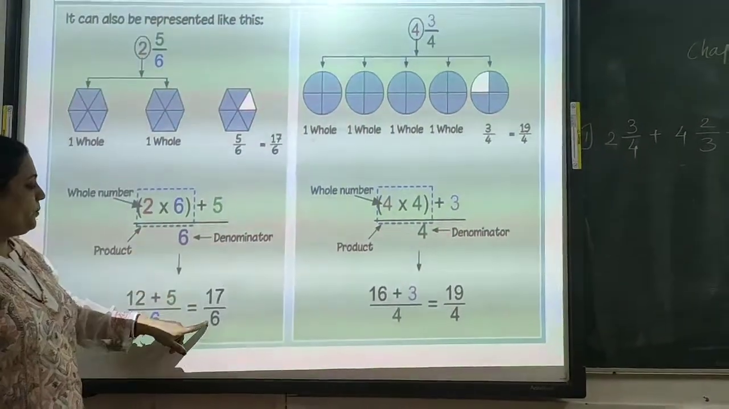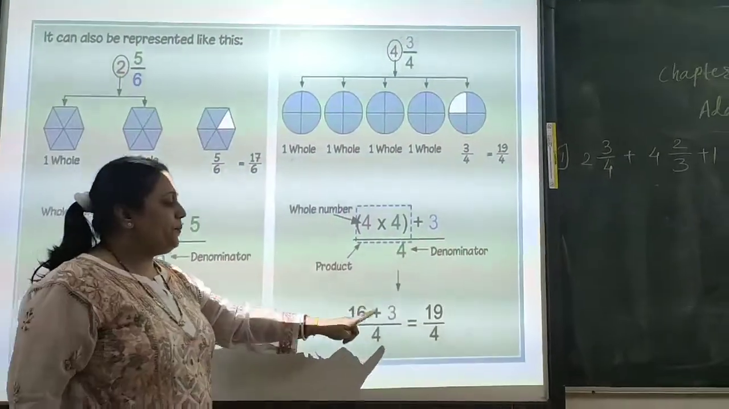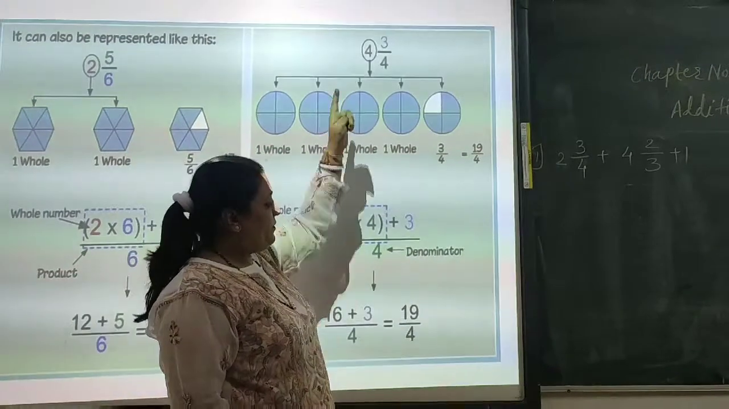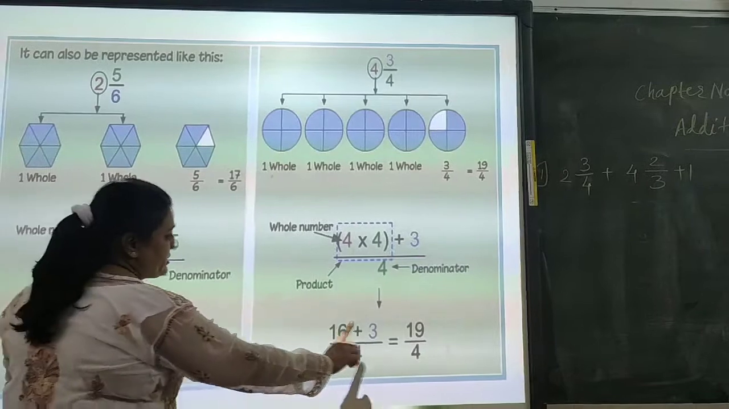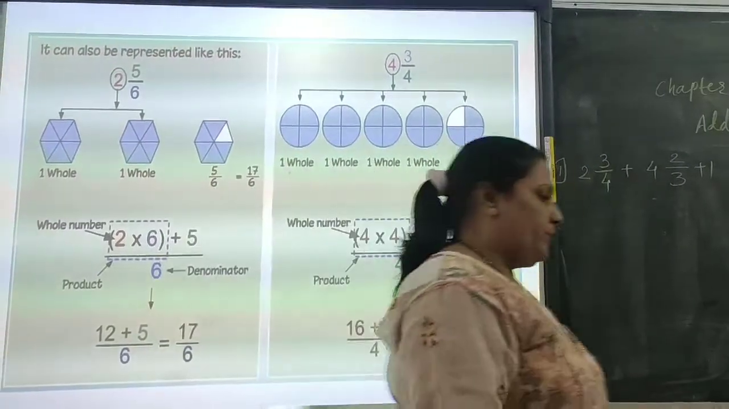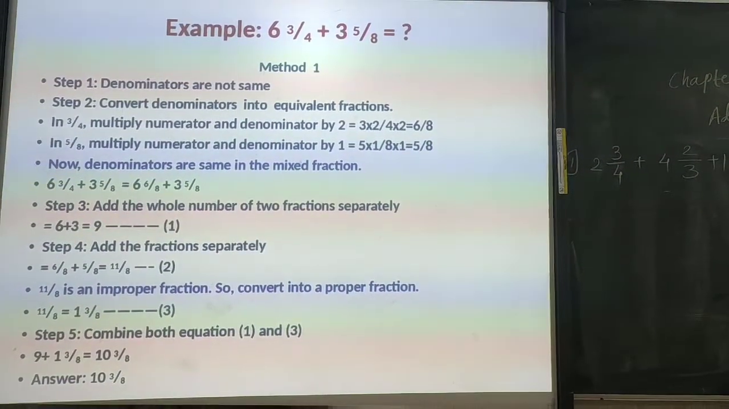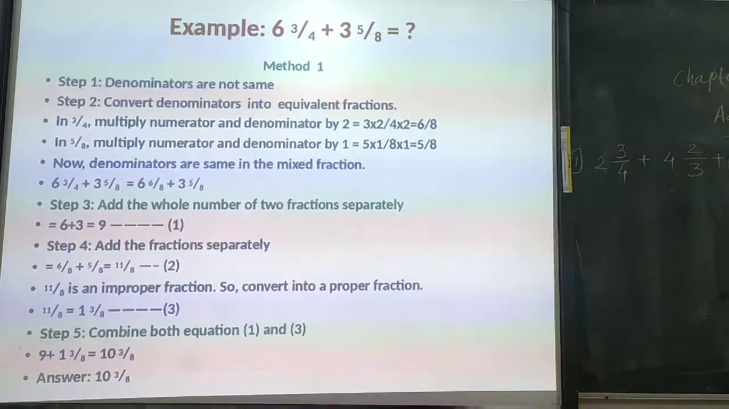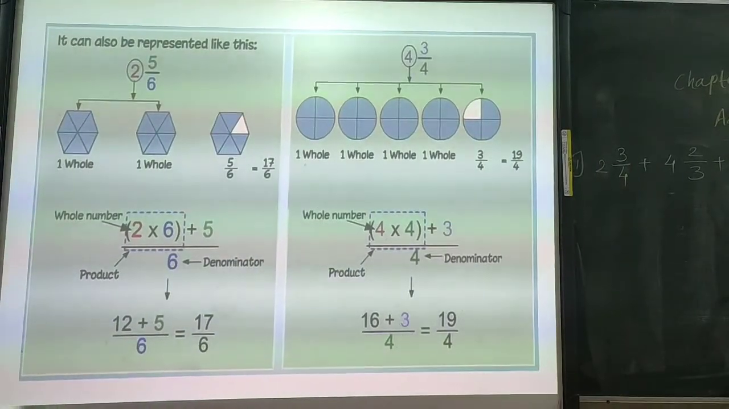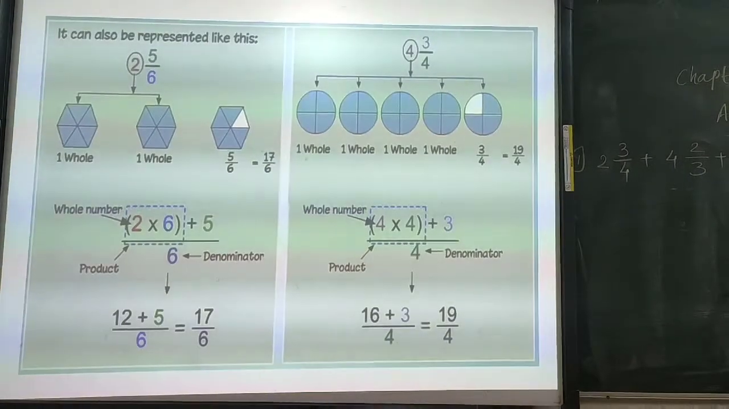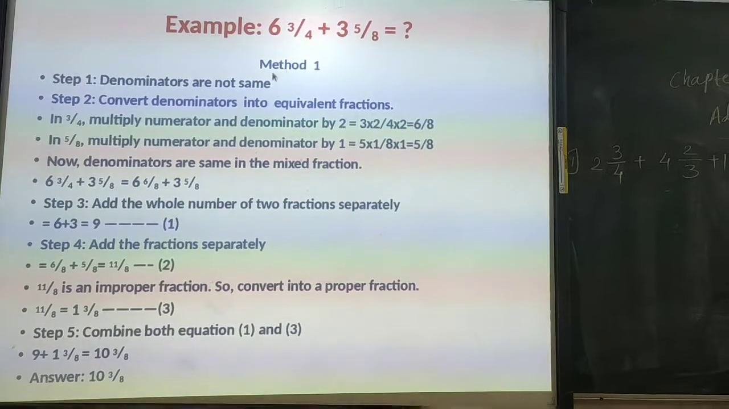So the improper fraction for the mixed fraction 2 4 by 6 is 17 by 6, and the improper fraction for 4 3 by 4 is 19 by 4. Now we will add these two: 17 by 6 plus 19 by 4. Okay, this is the same as we have learned for addition of unlike fractions. Now see here one example.